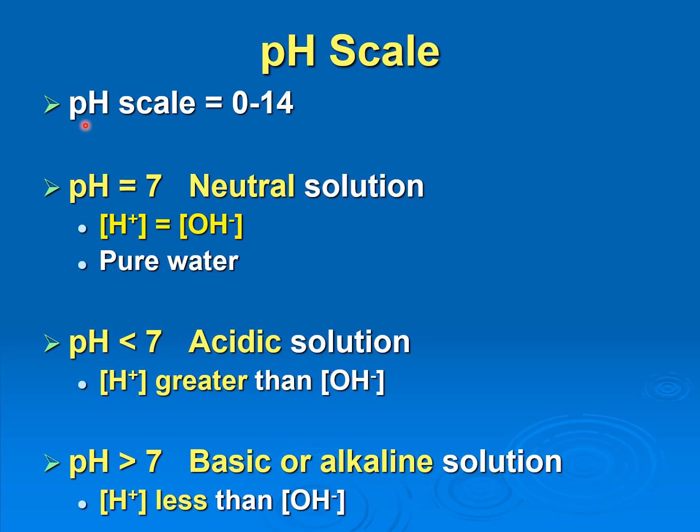Okay, the pH scale runs from 0 to 14, and right in the middle of the scale is a pH of 7, and a pH of 7 is considered to be neutral. So this would be like pure water, and at a pH of 7, the hydrogen ion concentration is equal to the hydroxide ion concentration. If the pH number is less than 7, it's considered to be acidic, and that means you have more hydrogen ions. And if the pH number is greater than 7, then it's basic or alkaline, and it just means that you have less hydrogen ions.